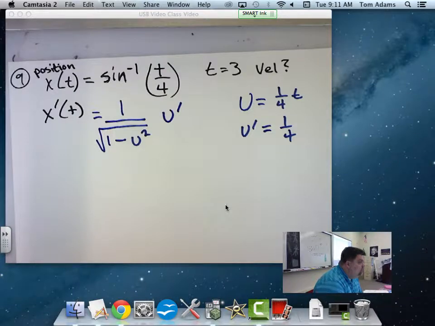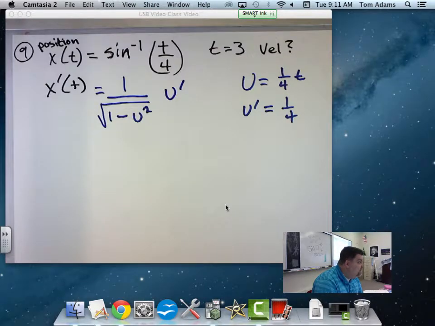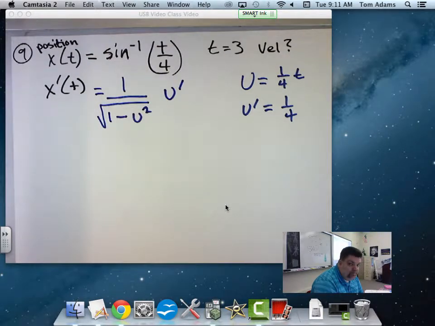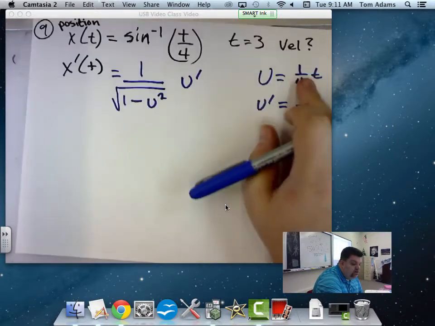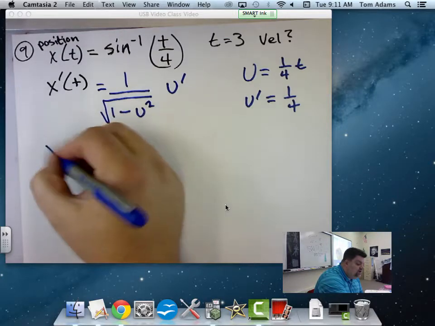Okay? Now, when we did the example, Mr. Adams proved where this relationship comes from, which is good. You should know how to do that. But truthfully, we're going to just memorize this. Okay? So now because I've made u 1/4 t and u prime is 1/4, now I just plug it in.